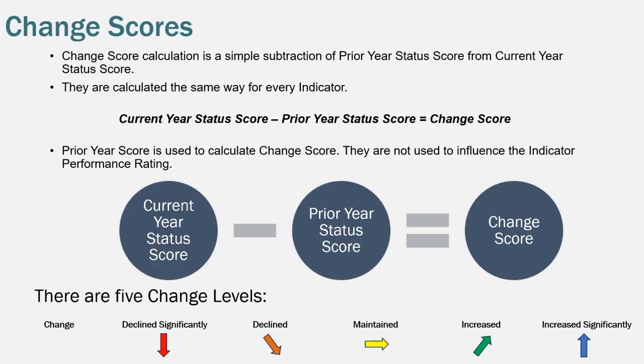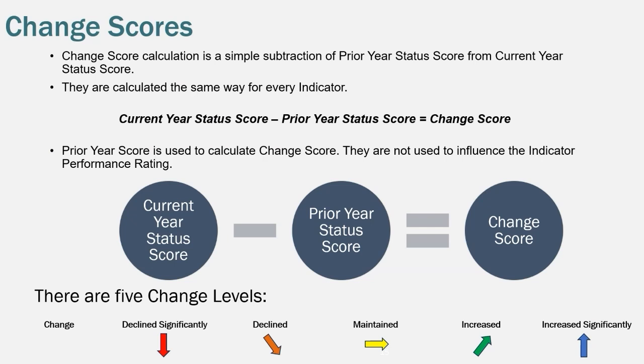At its core, determining the change score is straightforward. It's a basic subtraction of the prior year's status score from the current year's status score. Think of it as measuring the progression of or regression from one year to the next. And the beauty of this method is consistency. No matter which indicator we're examining, the calculation remains unchanged. Every indicator's change score is computed in the exact same manner.